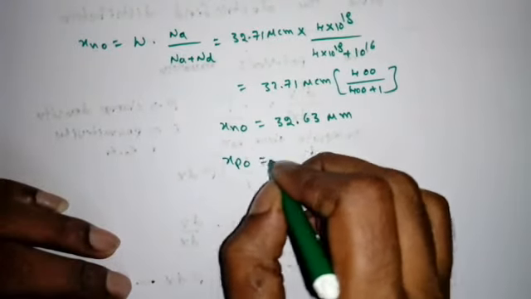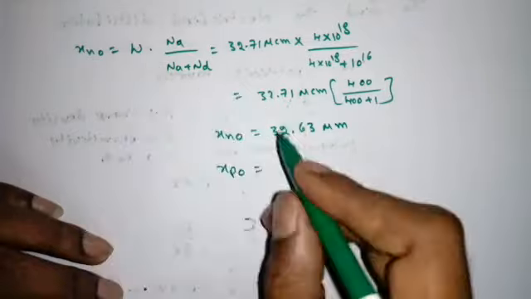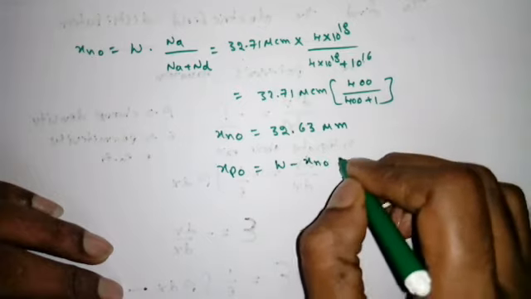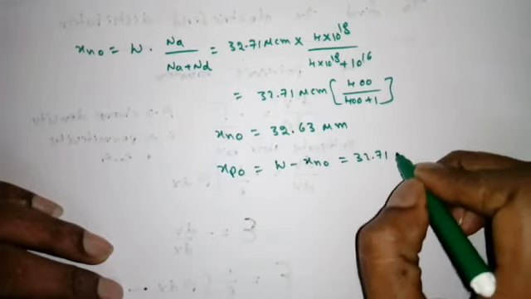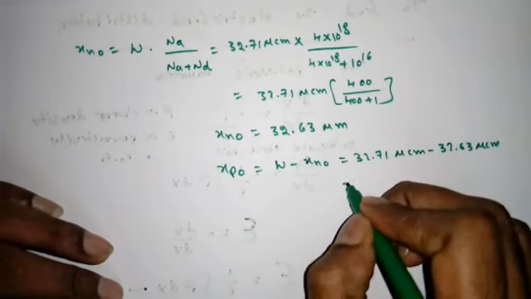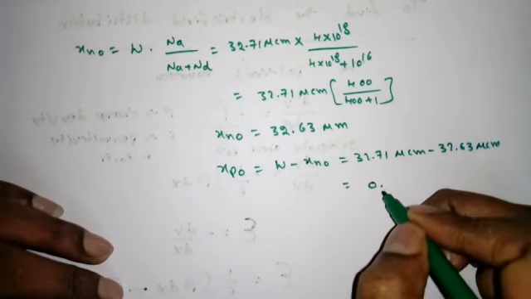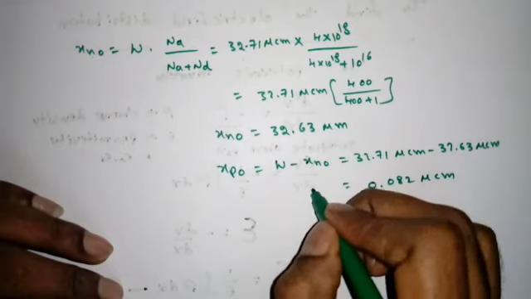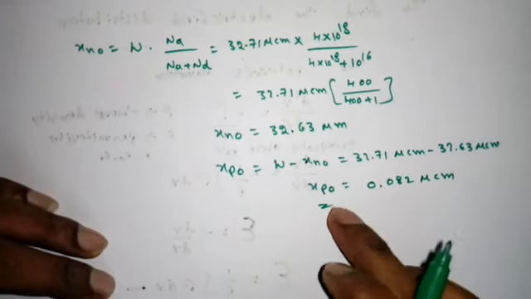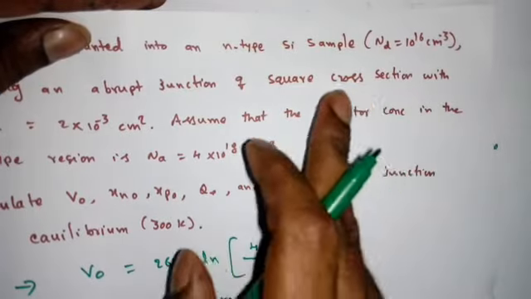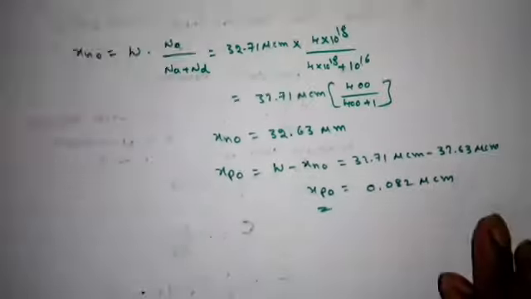Similarly, Xp naught, no need to use this formula, that is W into Nd by Na plus Nd. So this is W minus Xn naught, right? So 32.71 micro centimeter minus 32.63 micro centimeter. So this will be 0.082 micro centimeter. So very small Xp naught. Why is Xp naught very small? Very simple. The acceptor concentration is very large compared to the donor concentration. So the penetration to the N side will be more compared to the P side, right?